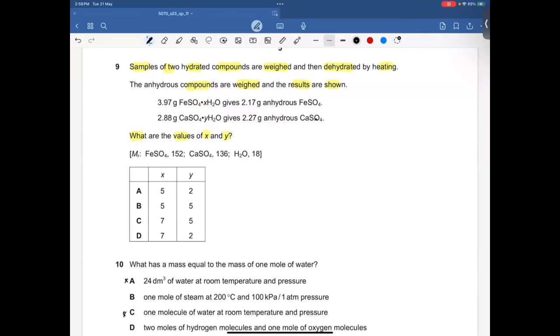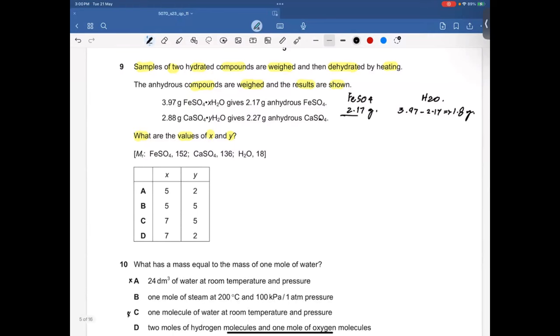So the mass of anhydrous FeSO4 is 2.17 and we need to find out the mass of water. So what we can do is subtract 3.97 minus 2.17. You are going to get how much? 3.97 minus 2.17, 1.8 grams. Now we need to divide this.